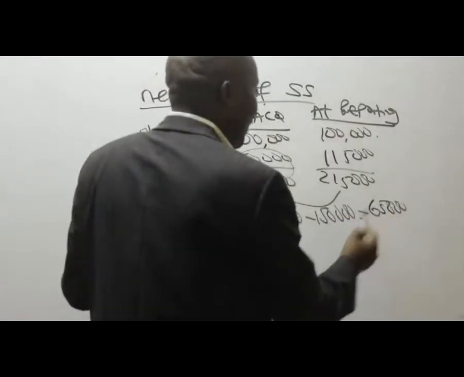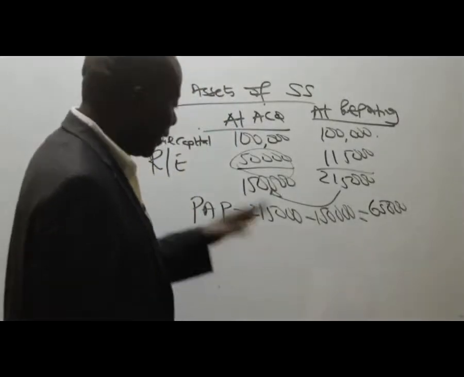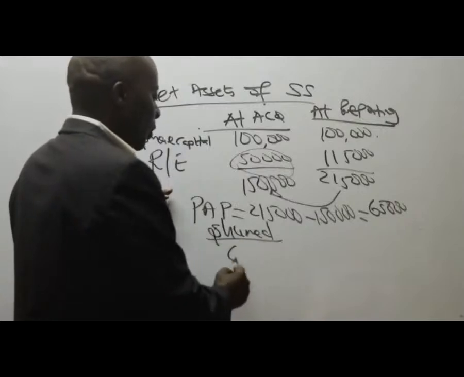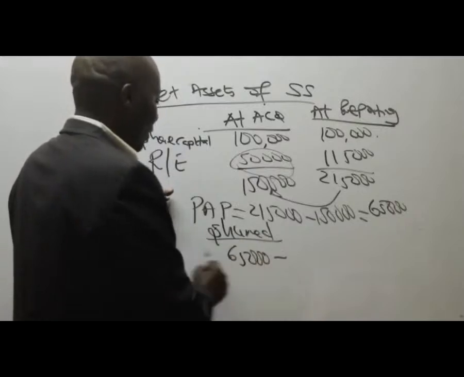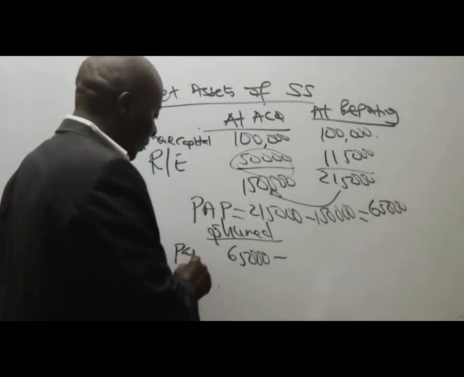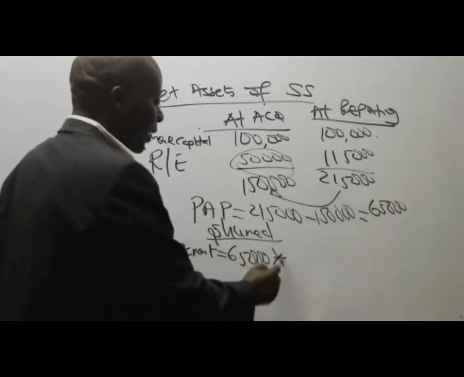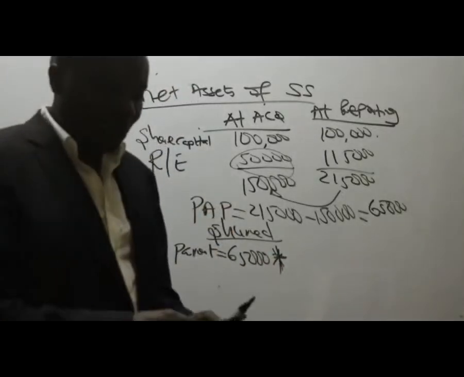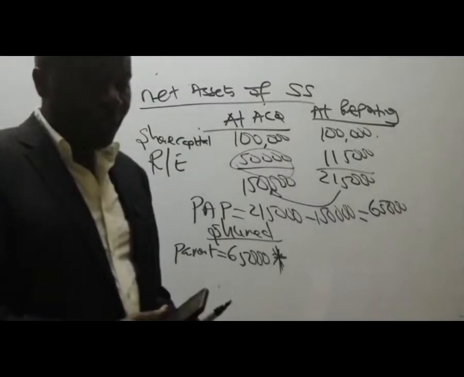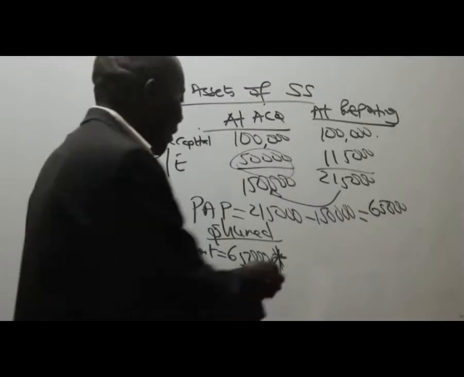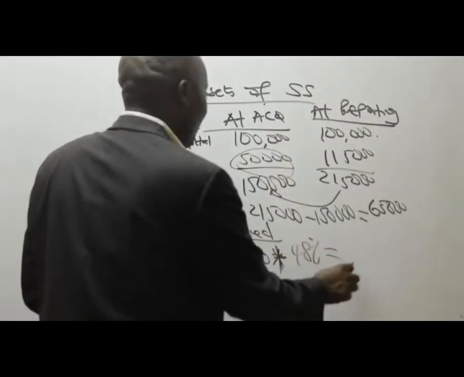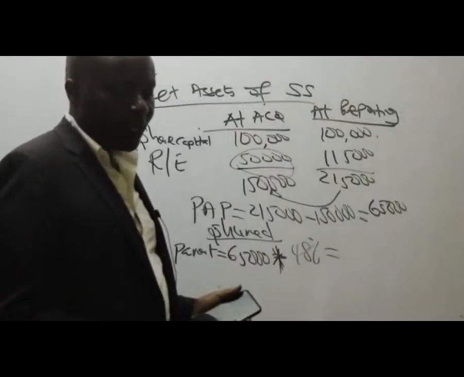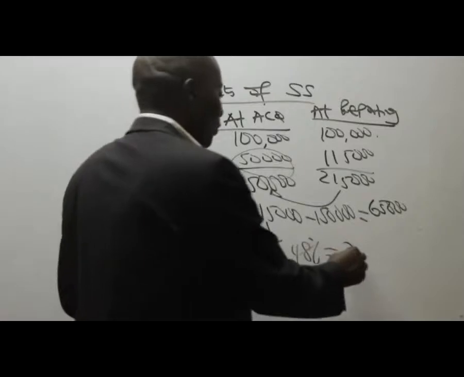So please go ahead and share this 65,000 as follows. The parent will take 65,000 times what percentage? You remember the SS percentages. Who remembers the SS percentages? 48%. So the parent takes home 48%. 65,000 times 0.48 gives me what figure? 31,200. Thank you very much.